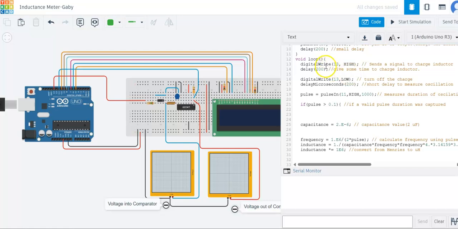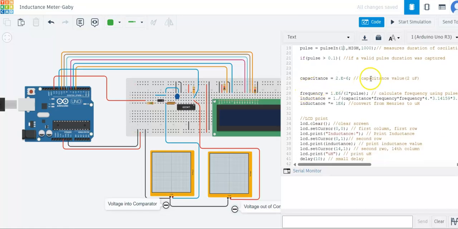And then from here in the loop, we send a pulse through the resistor into the inductor. Set it to high to set the top of the sine wave. We allow a short delay to allow the inductor to charge. From there, we turn off the charge, and this gives us the bottom of the sine wave. Here, the pulse is measured through the comparator. It measures the duration of the sine wave and converts it into a square wave. If the pulse is valid, we continue into the calculations.